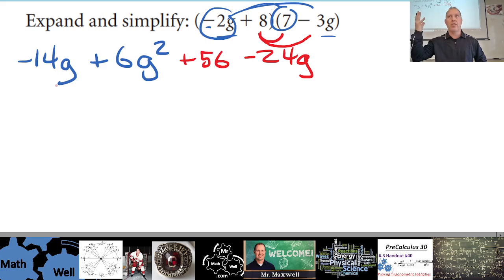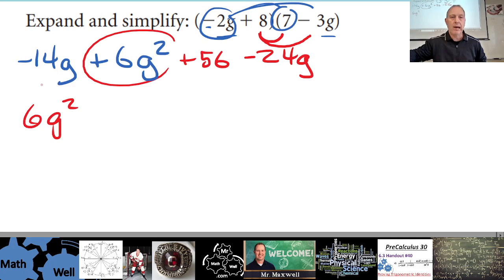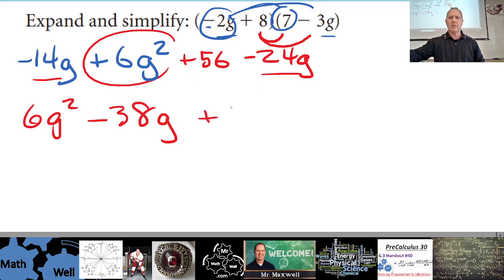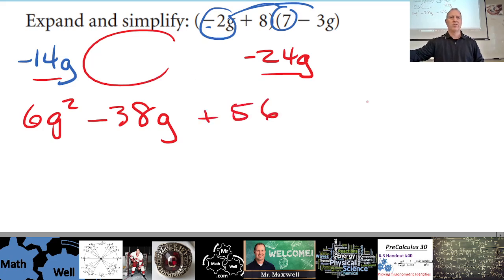Plus this whole mental math thing, you kind of need to run through a few of those calculations pretty quick, okay? So g squared, I'm going to write that one first. g squared, negative 14 and negative 24g. Well, that's negative 38g, looks like. Negative 38g. And then my constant is plus 56.